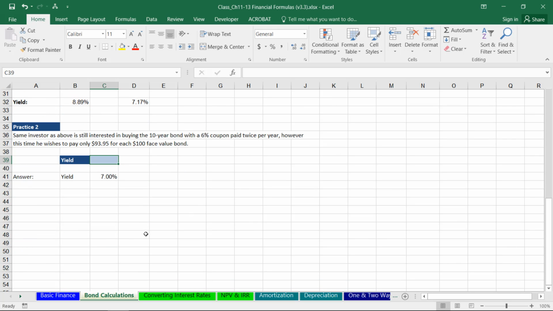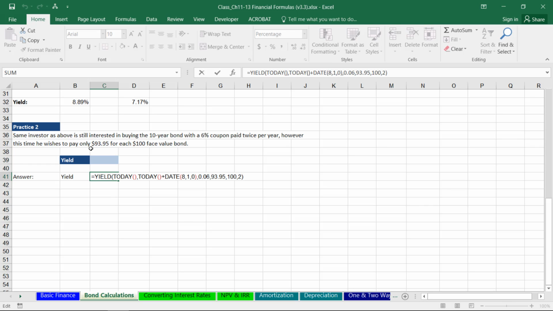Go ahead and try inputting this into this equation as well. The same investor as above is interested in buying the 10-year bonds with a 6% coupon rate paid twice per year. Note also this is 2 years into it, so there's only 8 years left, just like above. This time he wishes to pay only $93.95 for each $100 face value bond. Go ahead and work that and see if you can get the answer below. Again, the dates are the most important thing to figure out.